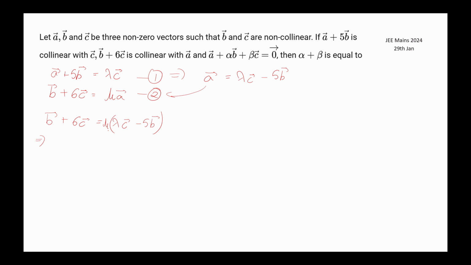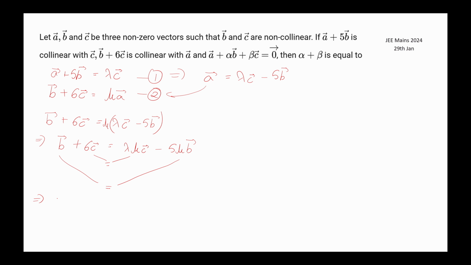And so from here, what do we get? Our B vector plus 6C vector is equal to lambda mu C vector minus 5 mu B vector. We can see that both sides have the same vector quantities, and if they are equal, that means their coefficients have to be equal. That means the coefficient of B vector would be equal and the coefficients of C vector would be equal. So let us do that.